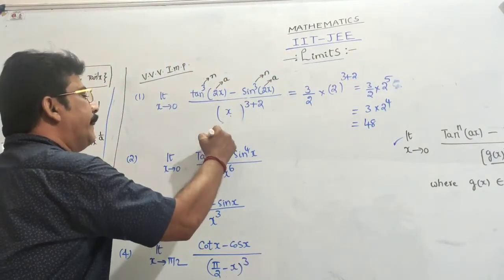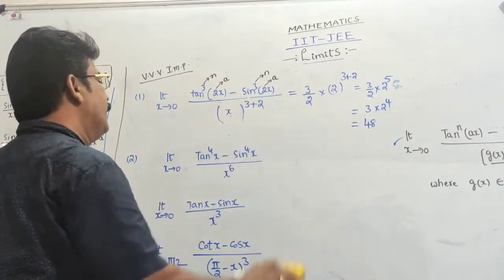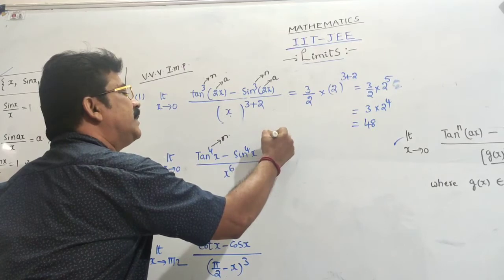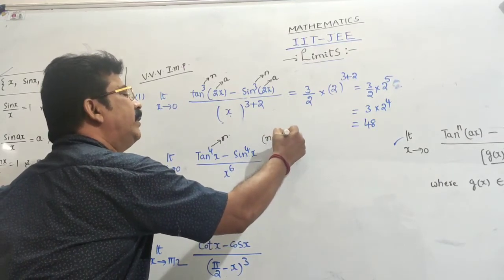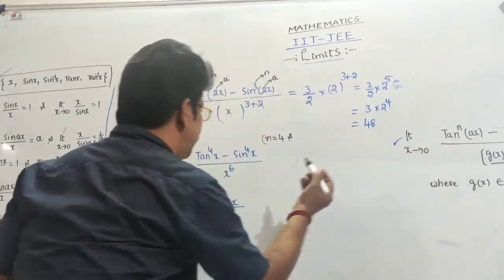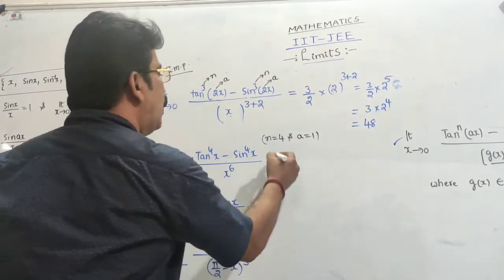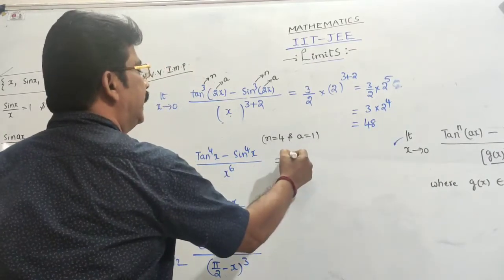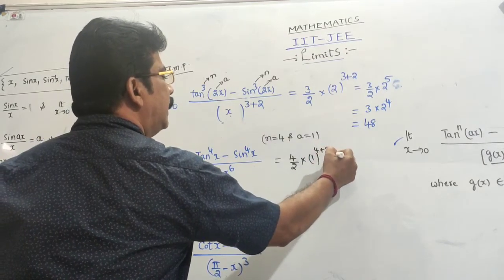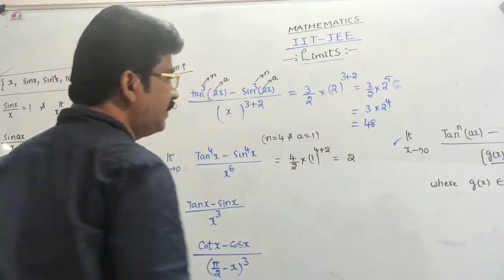Similarly, here n is equal to 4. This is the n value. We just want the n value and the a value. N is equal to 4, and what is a? A means the x coefficient. Here the x coefficient is 1, so a is equal to 1. So the answer is n by 2 into a to the power of 4 plus 2, that is 2 by 1 to the power of 6. So the answer is 2.